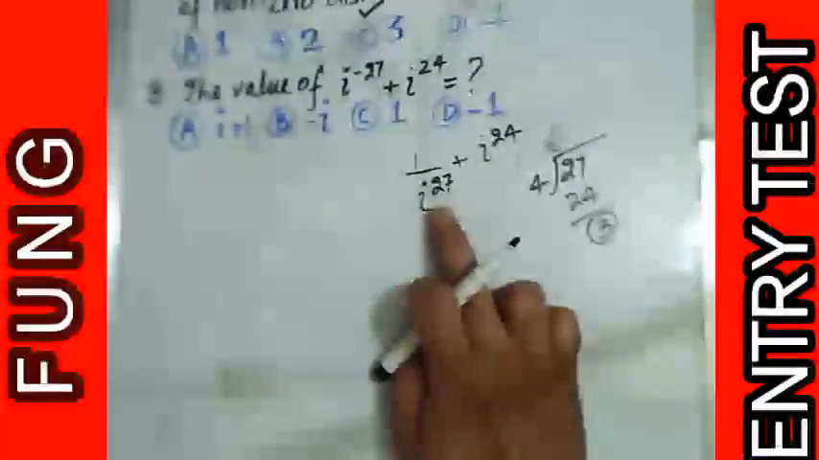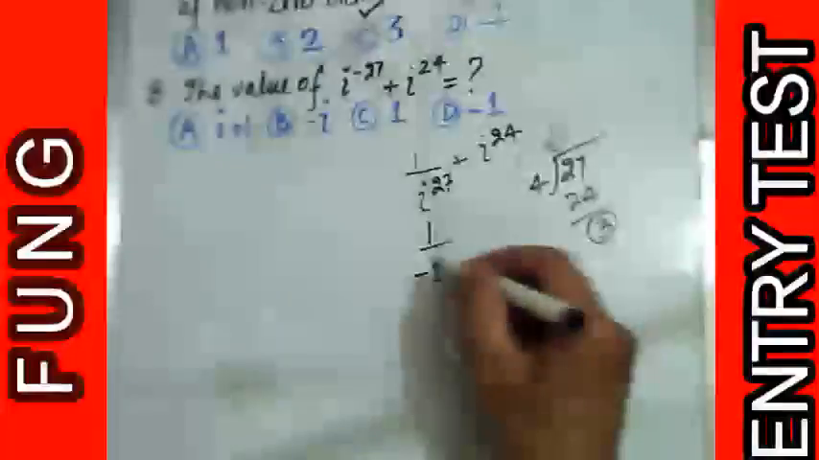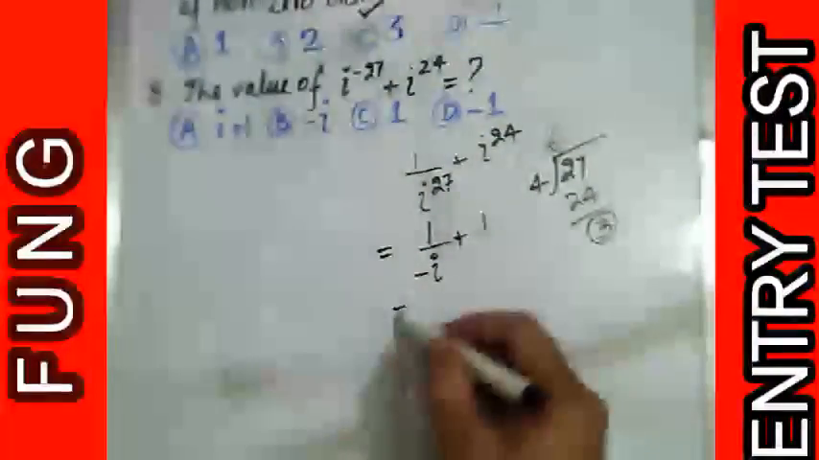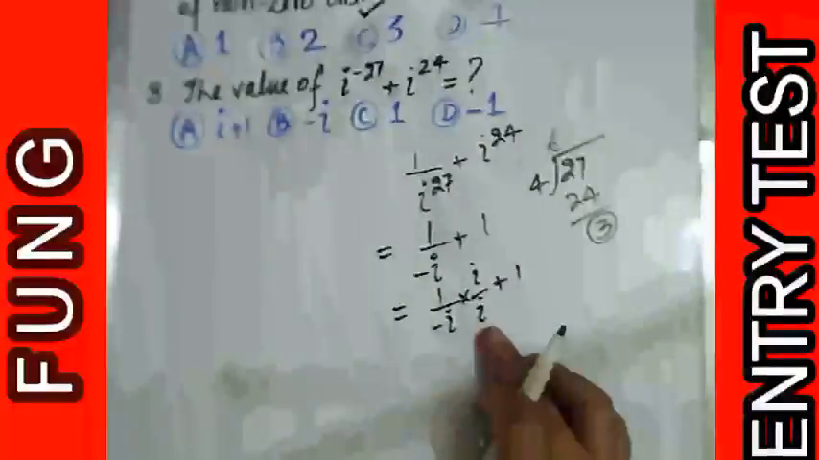If we write 3, it will be iota cube. Iota cube is minus iota, plus iota power 24, which is same as iota power 4, and iota power 4 is 1. So it will be equal to this form. Now we can multiply and divide by its conjugate, iota by iota, plus 1. We can see that these two will make minus iota square, that will be plus 1. So this is iota plus 1. Which option is correct? Option A is correct, dear students. So we have to solve it a little bit.